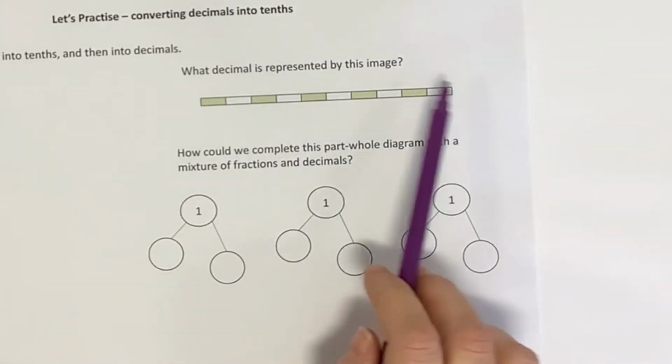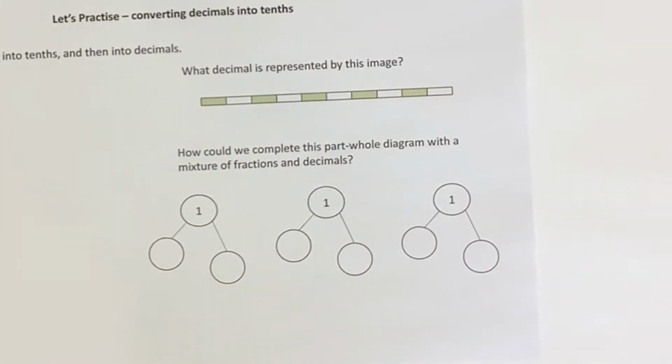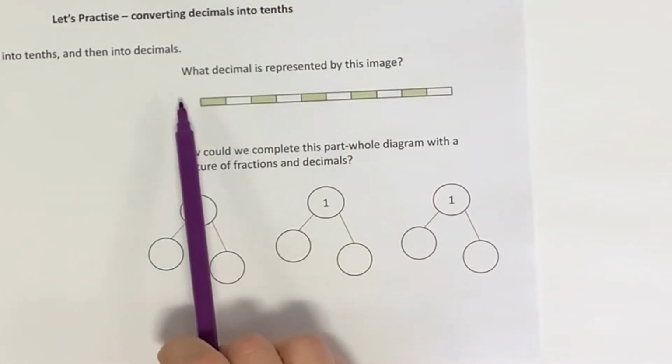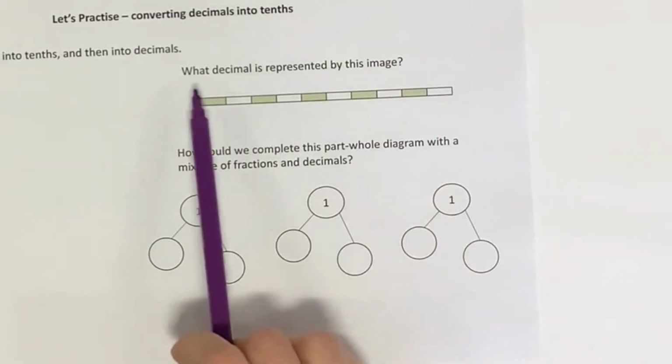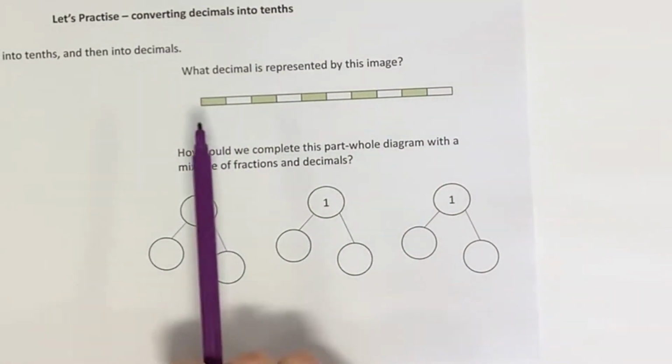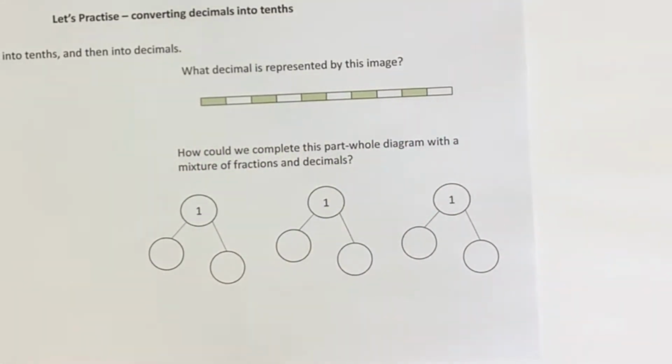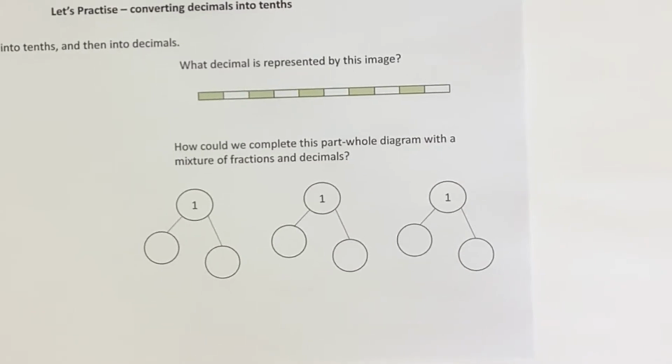Okay, we've got a picture here. This picture is showing us a decimal or a fraction or a number, but we want to imagine that this is a whole one. This image is one whole. How many pieces are shaded out of how many altogether? Okay, hopefully you've said it's 5 out of 10 or 5/10. So the decimal represented by this image is 0.5.